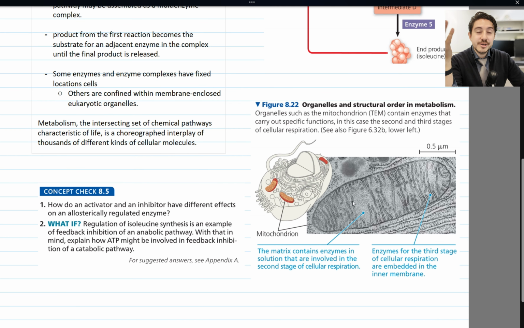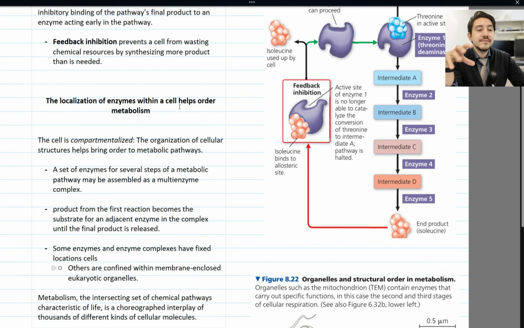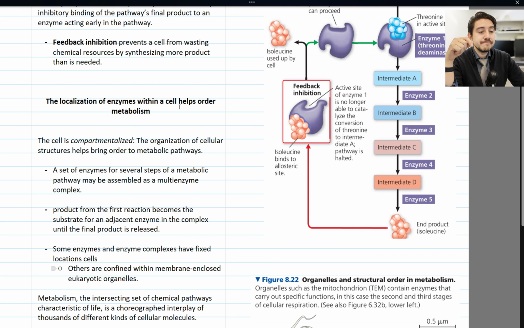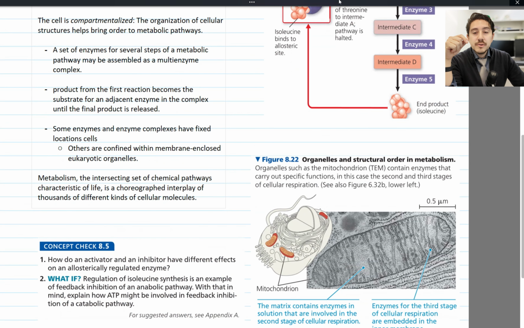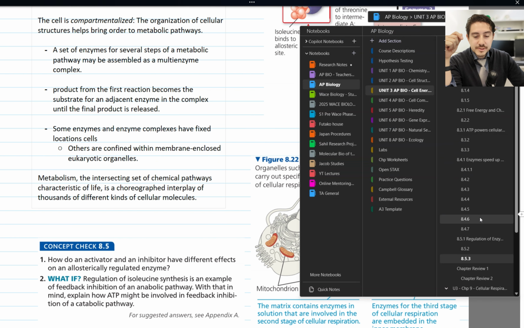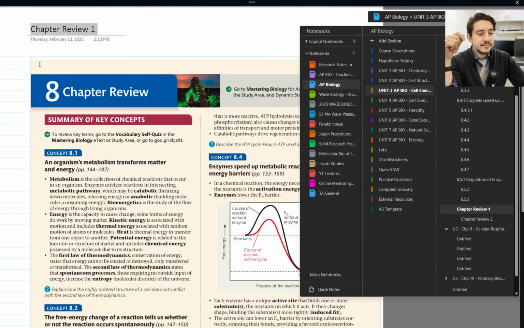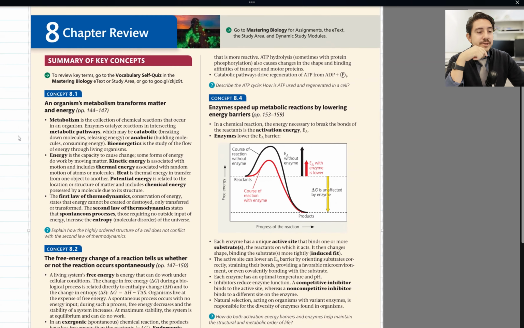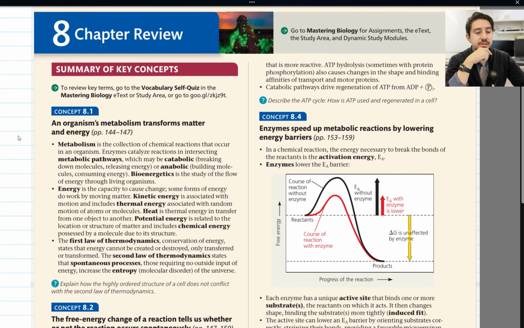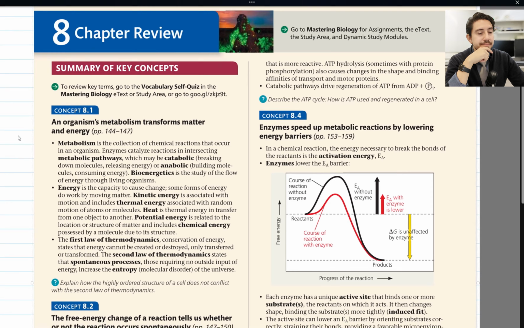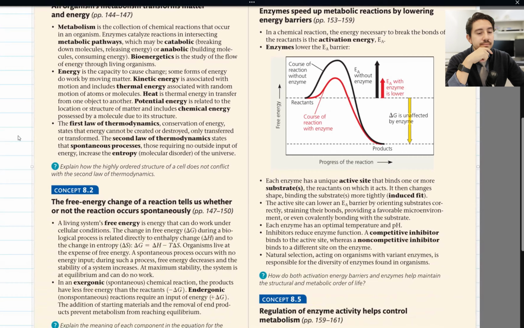As I mentioned before, cell respiration is a nice, crucial example that we're going to get into in detail in the next chapters, where you can see this with specific molecules. With that being said, this finishes chapter 8. Take a look at the chapter review there to get a sense of what we talked about.